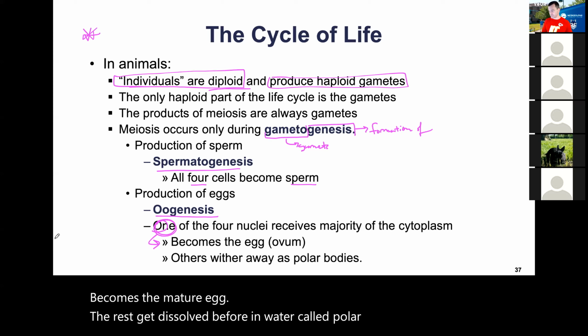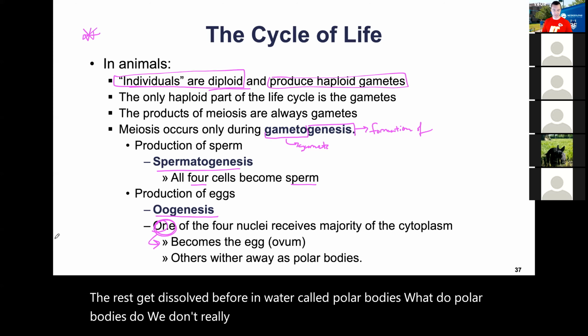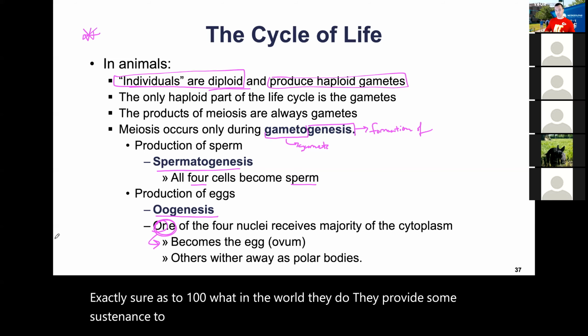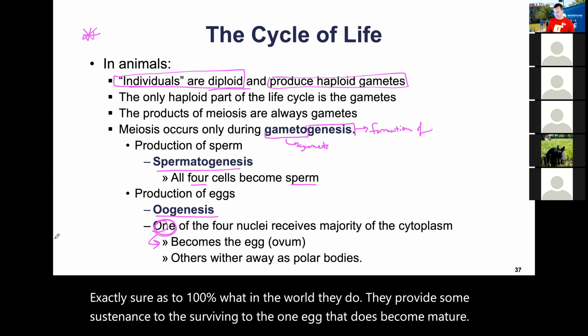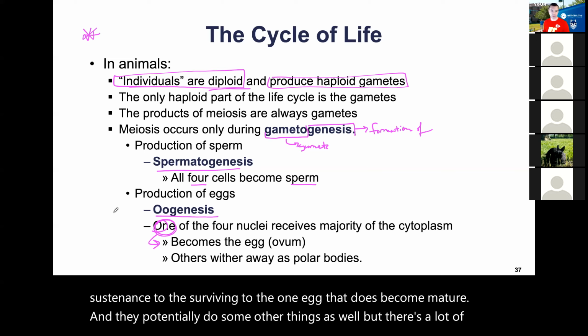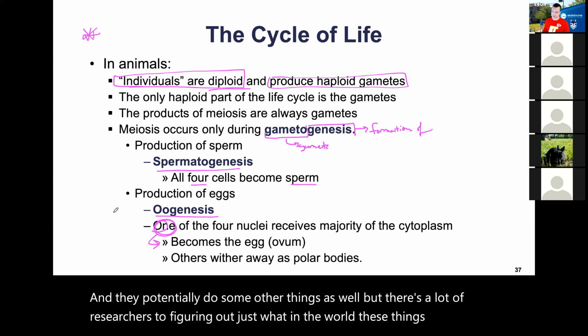What do polar bodies do? We don't really know 100%. They potentially do a lot of different things, but they're not exactly sure as to what in the world they do. They provide some sustenance to the one egg that does become mature. And they potentially do some other things as well. But there's a lot of research into figuring out just what these things do. So it's kind of interesting.